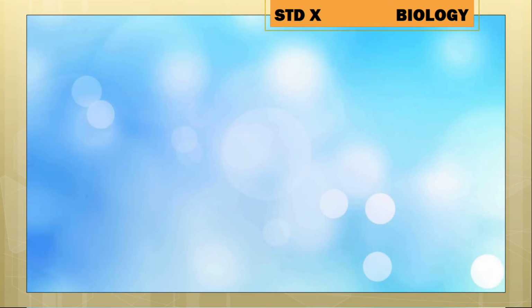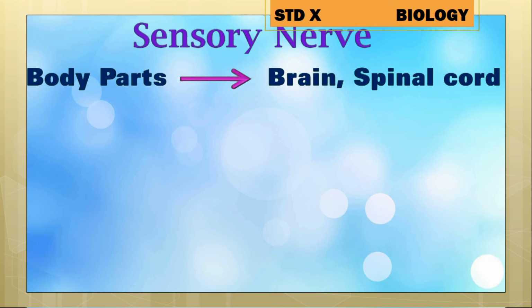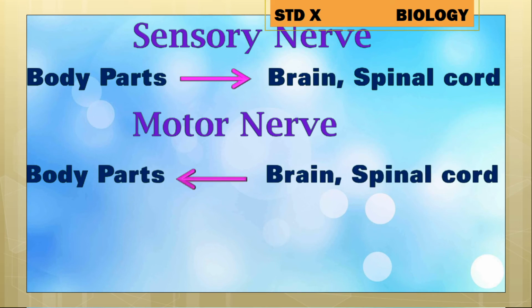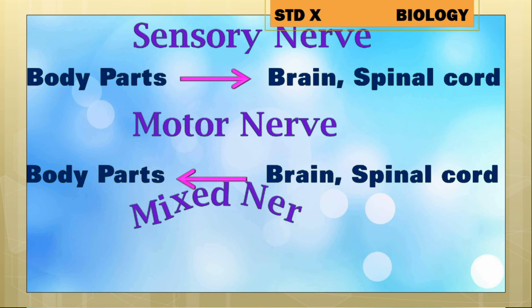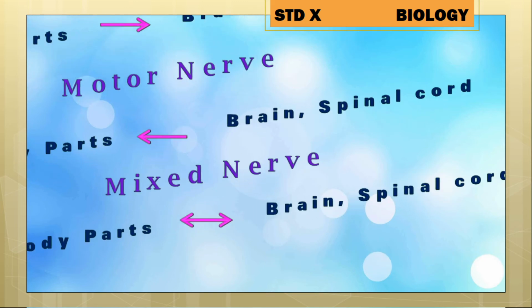Let's see the function of each one. Sensory nerve carries impulse from various parts of the body to the brain and spinal cord. Motor nerve carries impulses from brain and spinal cord to various parts of the body. However, mixed nerve carries impulses to and from the brain and spinal cord. So based on the peculiarities and function, the nerves can be classified into three: sensory, motor and mixed nerves.